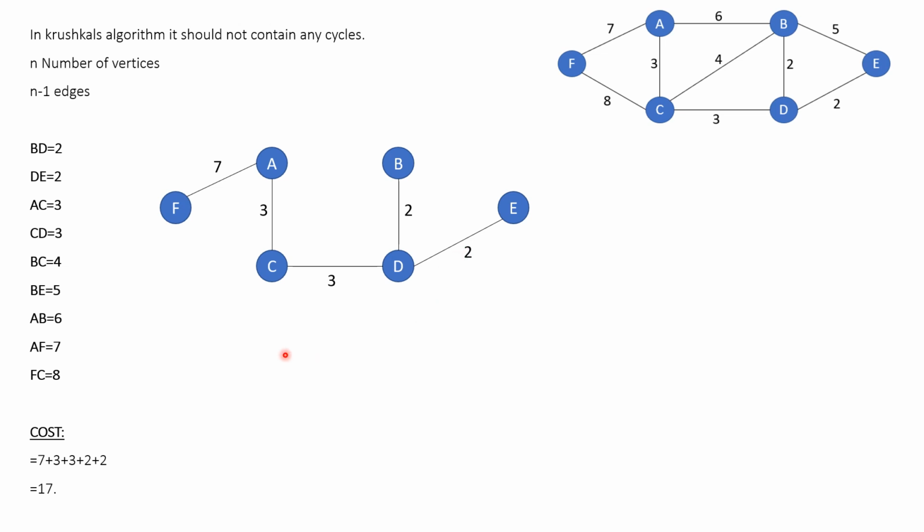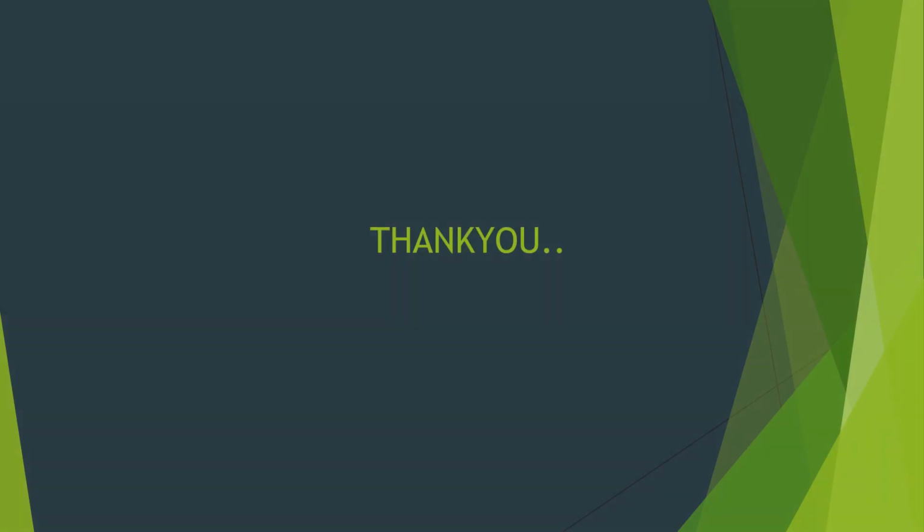And we have to find the cost of the MST in Kruskal's algorithm. So we have 7 plus 3 plus 3 plus 2 plus 2. This is the cost, and the total cost is 17. And so this is about Kruskal's algorithm, finding the MST and its cost.